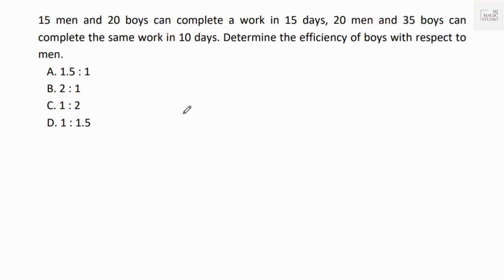A classical take, as said: 15 men and 20 boys. Suppose it is a group. 15 men and 20 boys is a group which can complete a work in 15 days. And we have one more group of 20 men and 35 boys which can complete the same work in 10 days. Now suppose this is group 1.